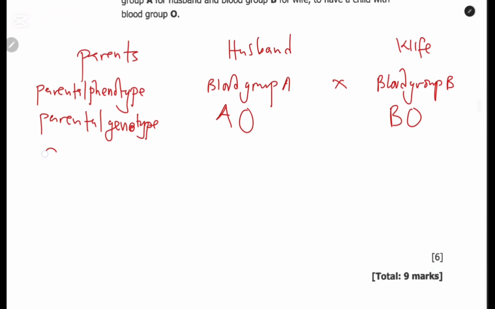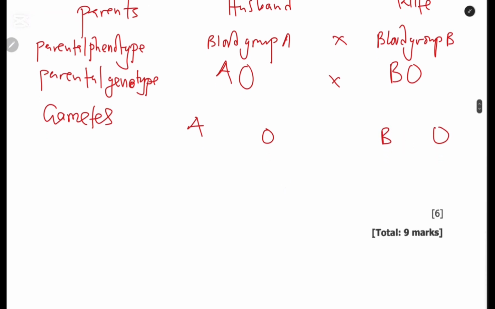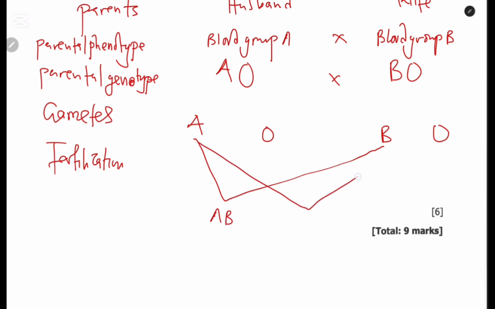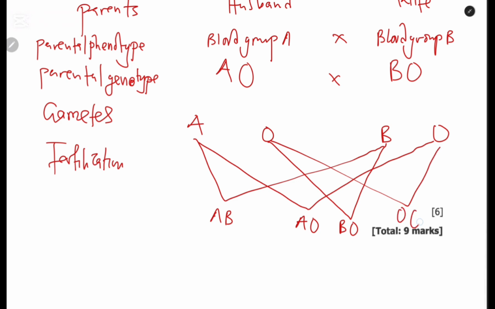Then down here, we can say gametes. So for gametes, you just separate these. You put A, O, like that. Then you put B, O, like that. Then of course you can put here fertilization. Then you do the crossing with that. That is AB. This with that is AO. This with that is BO. This with that is OO.